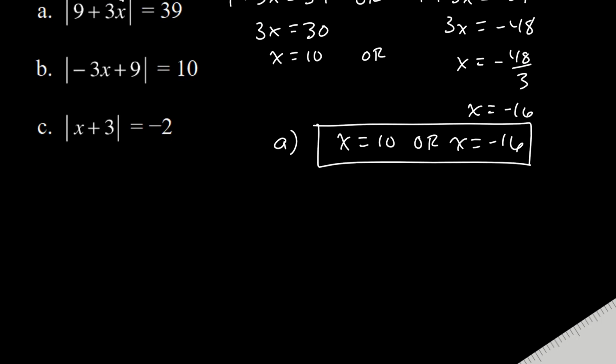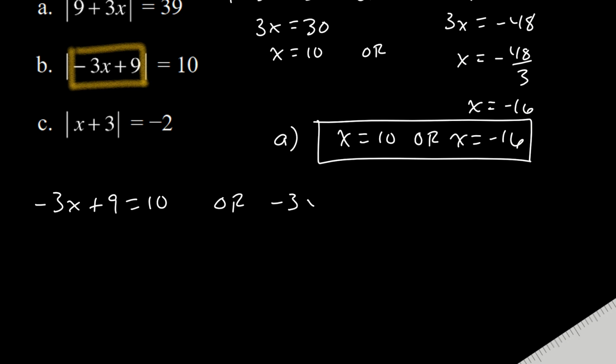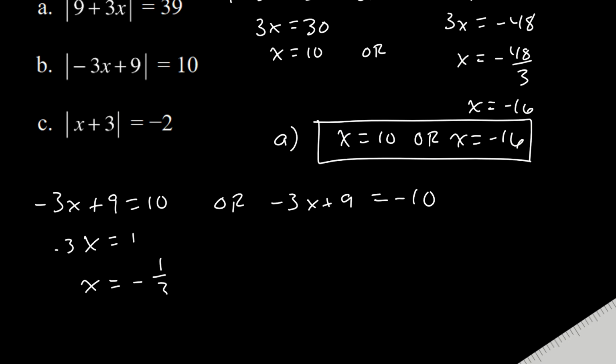Let's take a look at B. B has the absolute value, and again, the idea is looking inside, right? So that means that either the negative 3x plus 9 was 10, or the negative 3x plus 9 was negative 10. So that thing inside the absolute value was either a positive 10 or a negative 10 to produce this answer. If I subtract 9 and then divide both sides by 3, in the first case, subtract 9 gives me 1. So negative 3x is 1, so x is negative 1/3.